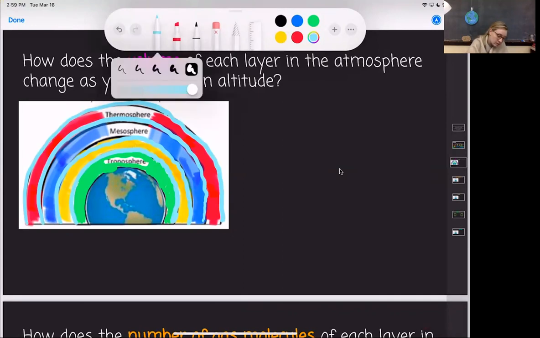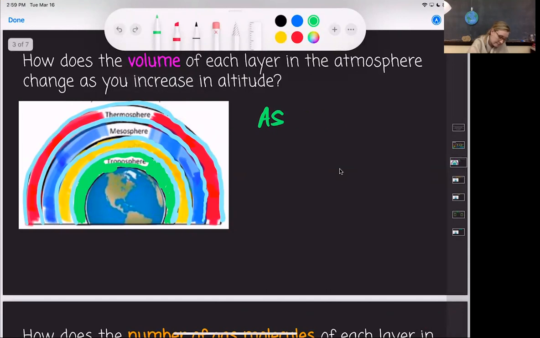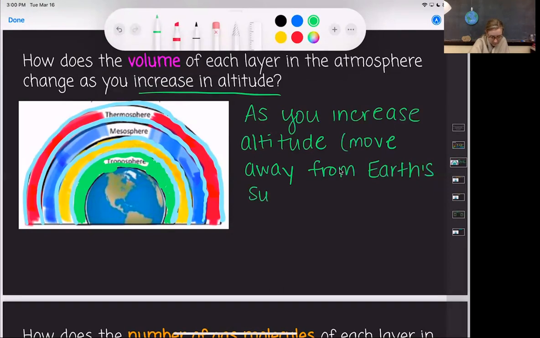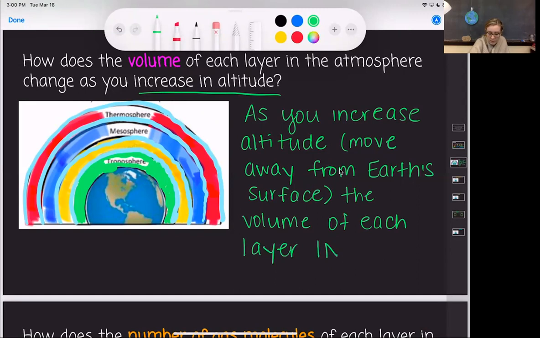So as you increase altitude, which is what this question is asking, which means we're moving away from the surface of Earth, the volume of each layer increases.